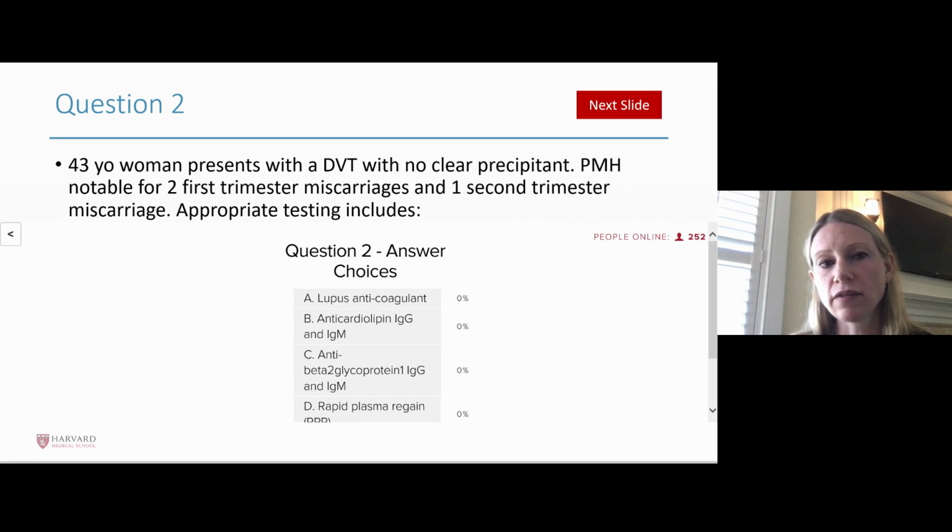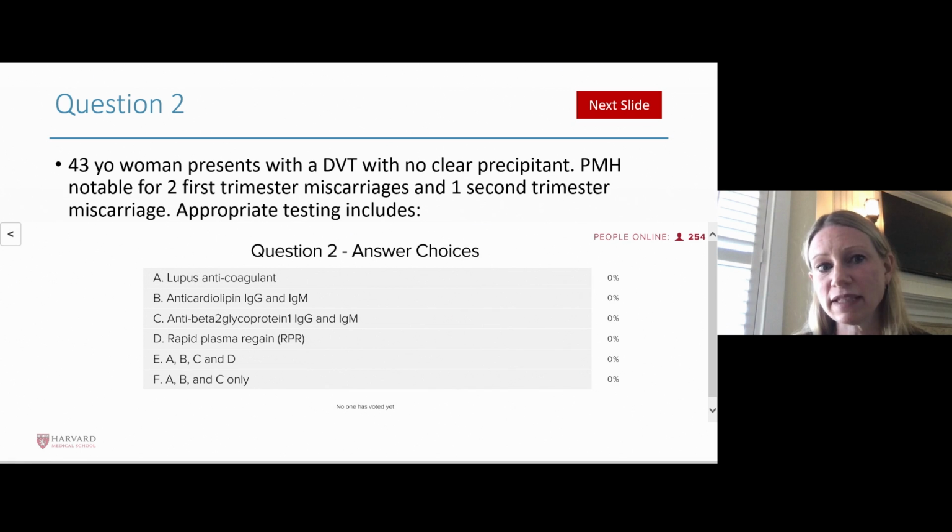Okay. So question 2: a 43-year-old woman presents with a DVT with no clear precipitant. Past medical history is notable for 2 first trimester miscarriages and 1 second trimester miscarriage. Appropriate testing includes A, lupus anticoagulant; B, anticardiolipin, IgG and IgM; C, anti-beta 2 glycoprotein 1, IgG and IgM; D, rapid plasma reagin, RPR; E is A, B, C, and D; and F is A, B, and C only.